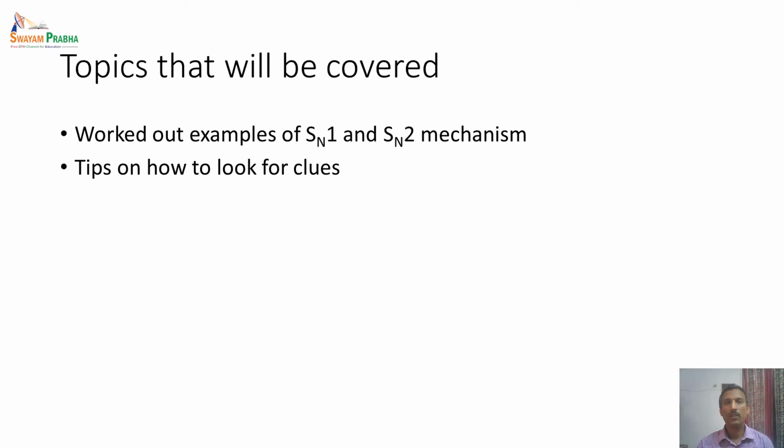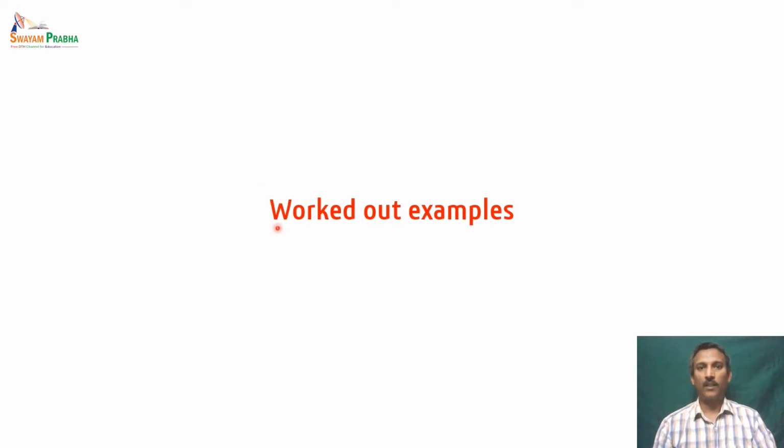The topic we'll be covering is worked out examples of SN1 and SN2 mechanisms, and some tips on how to look for clues to solve these particular problems. Let us now look at a few worked out examples. We have studied so far both nucleophilic substitution, unimolecular and bimolecular reactions. Now we will be applying these reaction mechanisms to reactions.